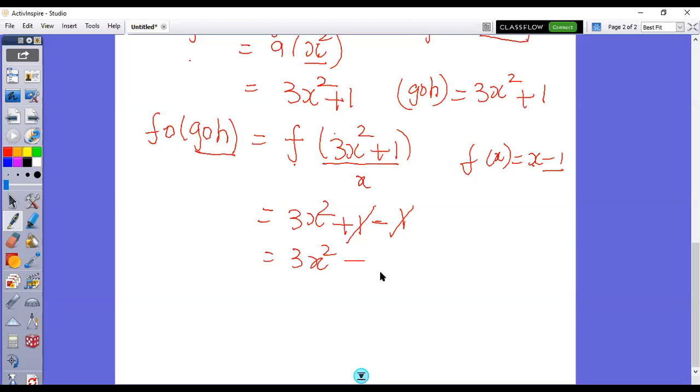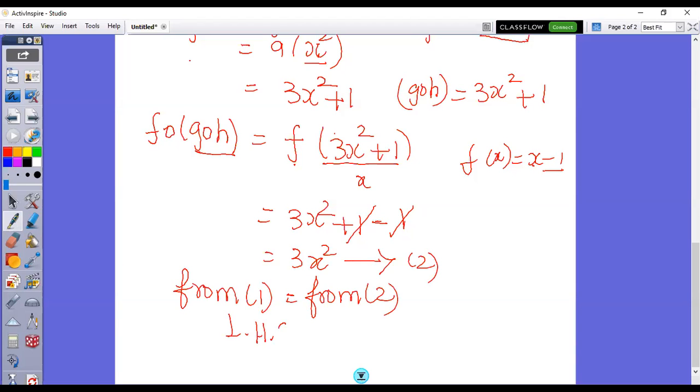3x square is the second equation. So already the first equation is from 1 and 2. From 1 equal to from 2. So LHS equal to RHS, hence verified.